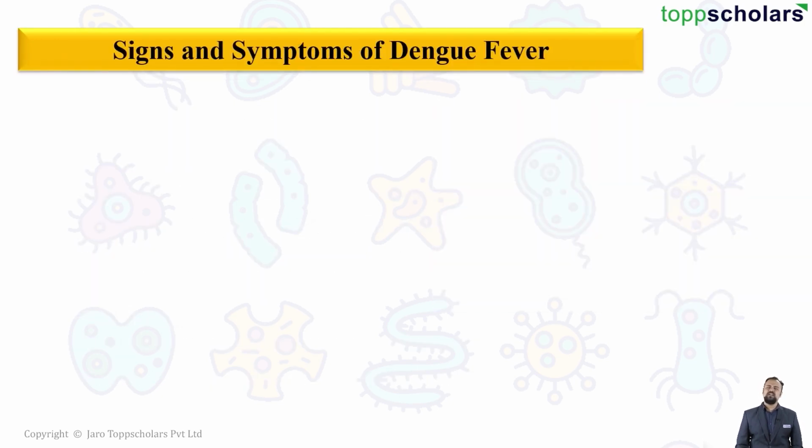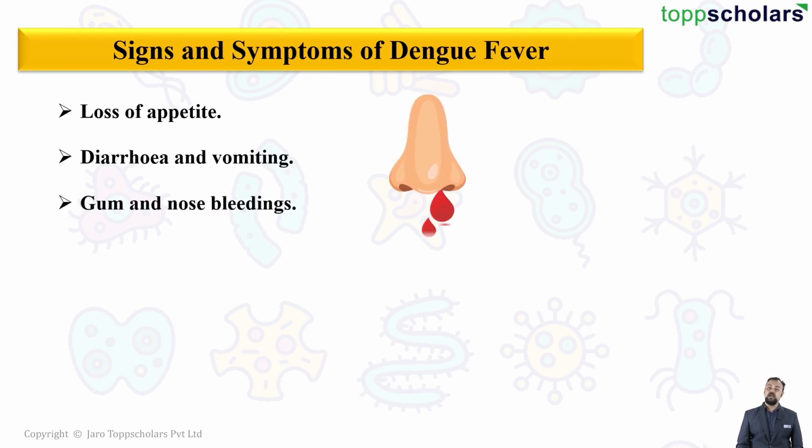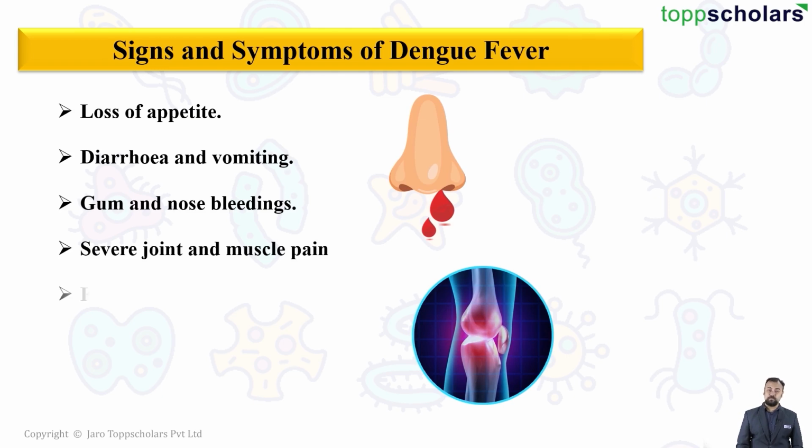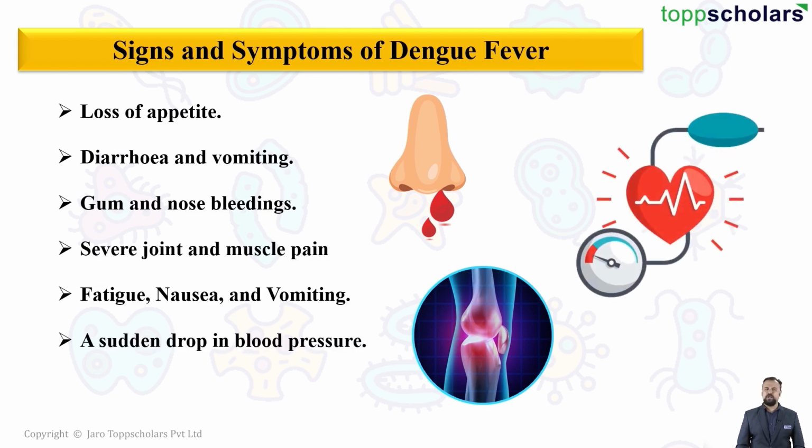Moving on students, let us see the signs and symptoms of dengue fever. Firstly, the patient experiences loss of appetite, diarrhea and vomiting, gum and nose bleedings, severe joint and muscle pain, fatigue, nausea and vomiting as well. Now, another symptom included is a sudden drop in blood pressure.